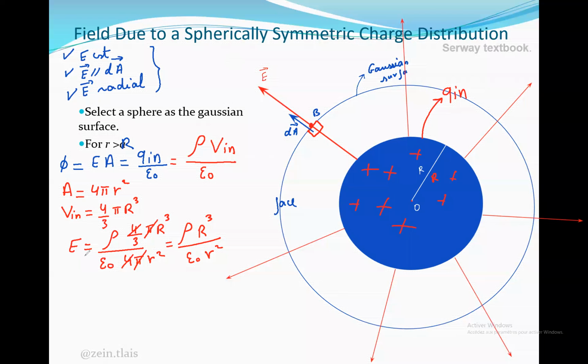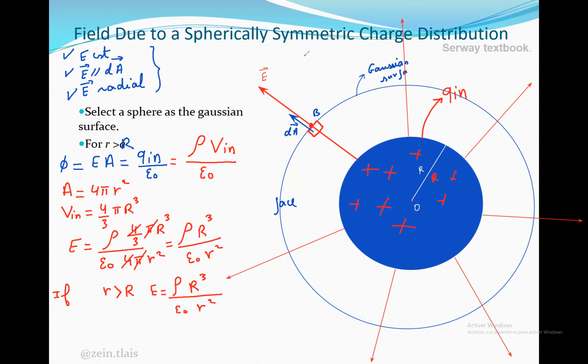We can say if r is greater than the capital R, E equals rho r cube divided by epsilon 0 r square.